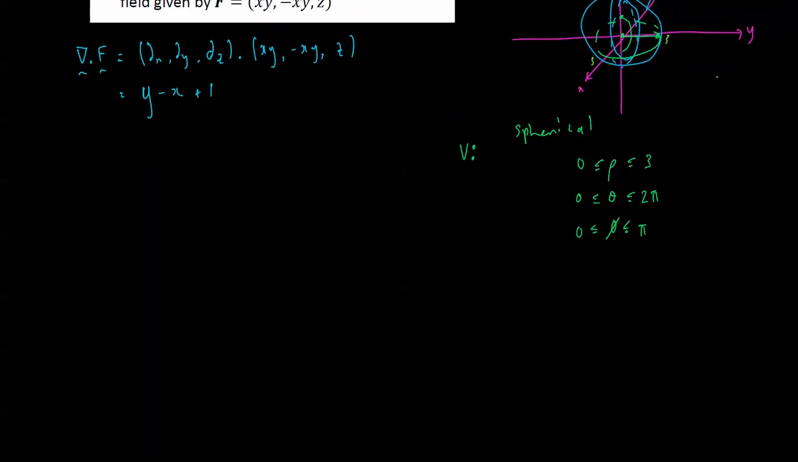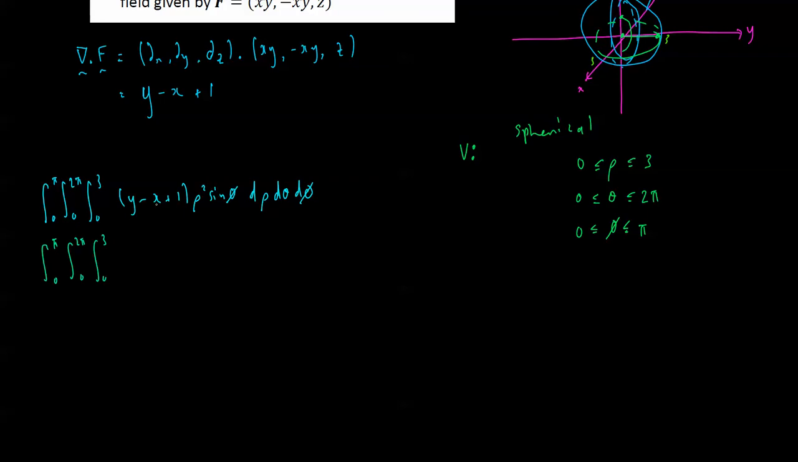So this is my integral from 0 to pi, 0 to 2 pi, 0 to 3, of y minus x plus 1, that's the divergence of the vector field, with d rho, d theta, d phi. Make sure you get the order correct, and I can't forget the Jacobian, rho squared sine phi. I do have a y minus x plus 1 here, so I need to get rid of that.